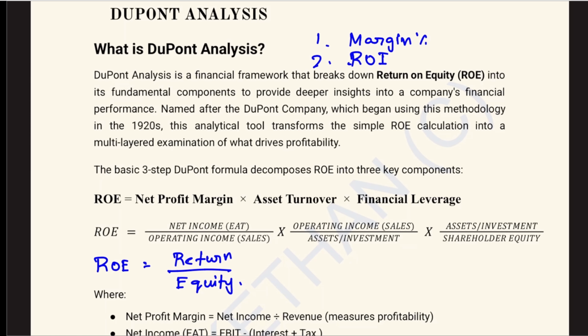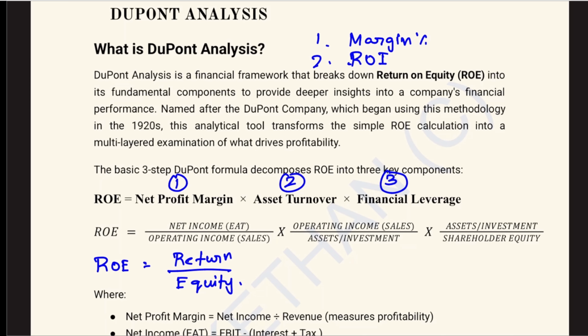In Dupont analysis, what happens? This is broken down into different factors. So what are these factors? We will see. It is given here, these factors. This is 1, this is 2, this is 3. And their explanation or elaboration is also given in the bottom formula.